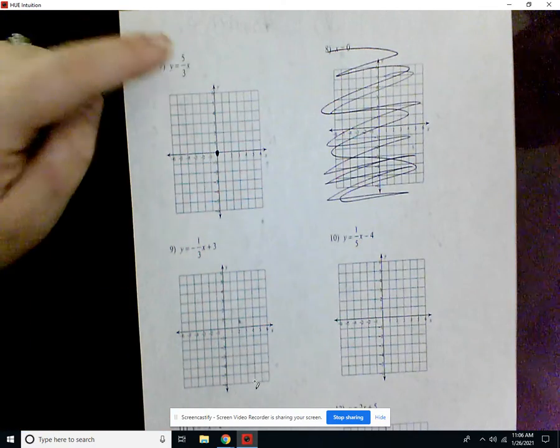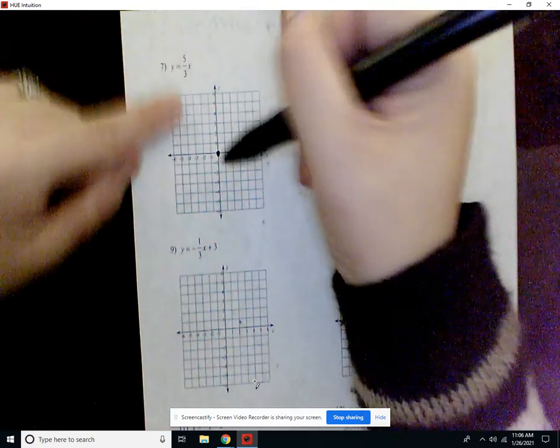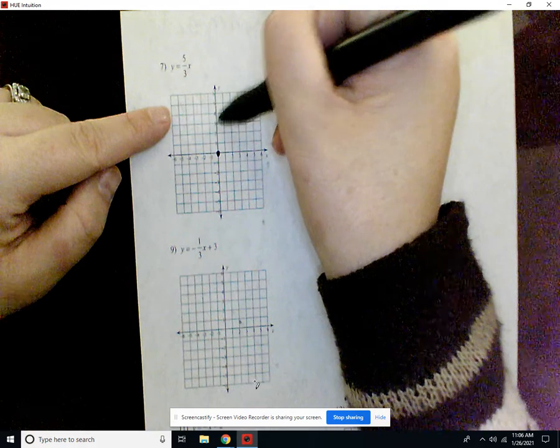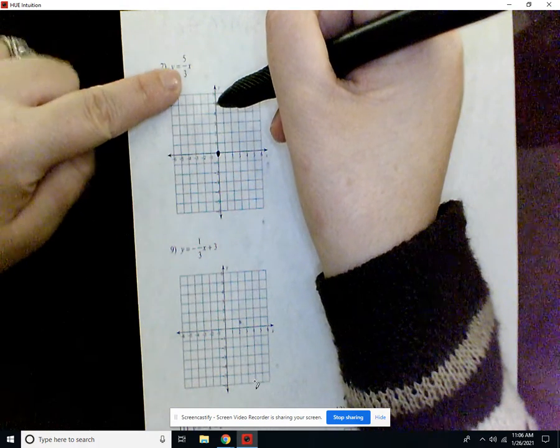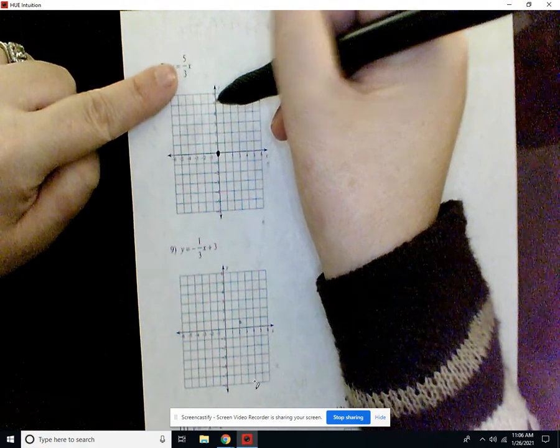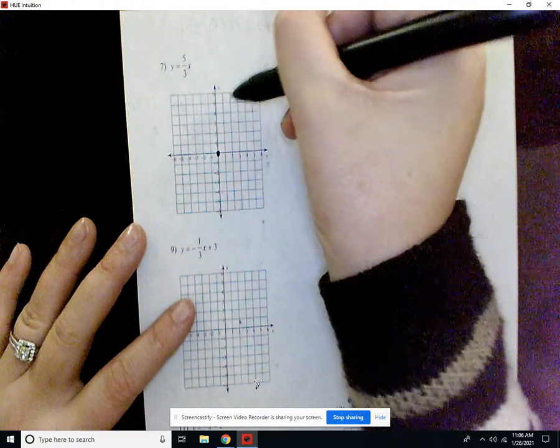Okay, and again, the number on top is our rise. So we're going to rise 5. 1, 2, 3, 4, 5. We're going to run 3. The fraction's positive, so we're going to go to the right 3. 1, 2, 3.